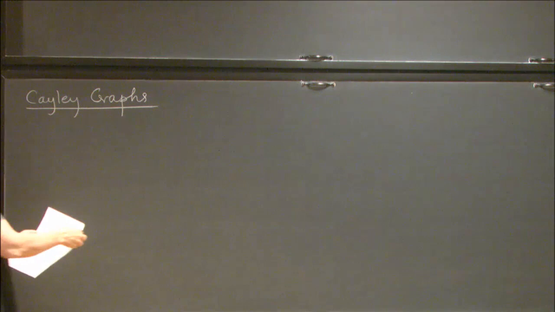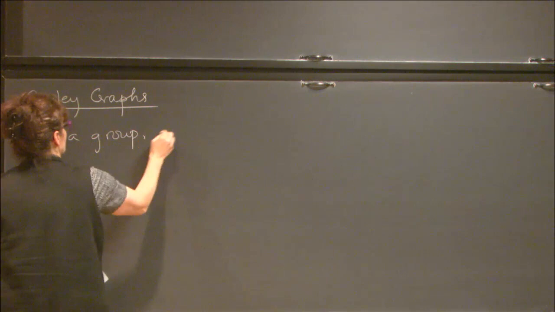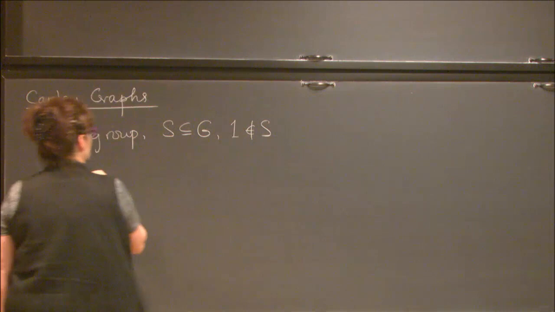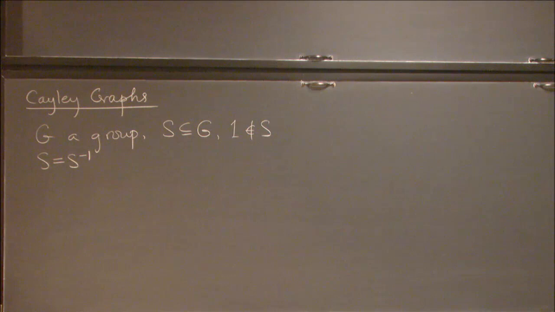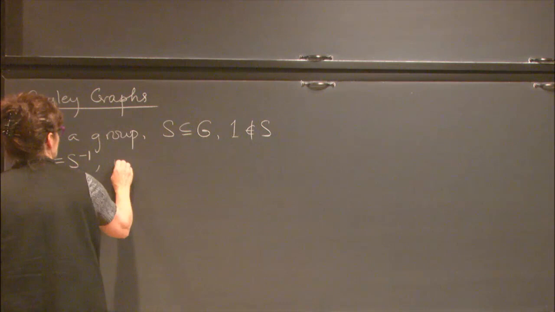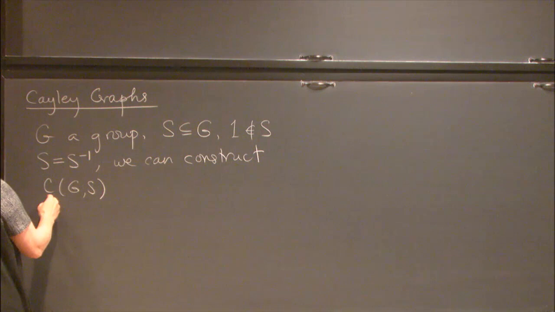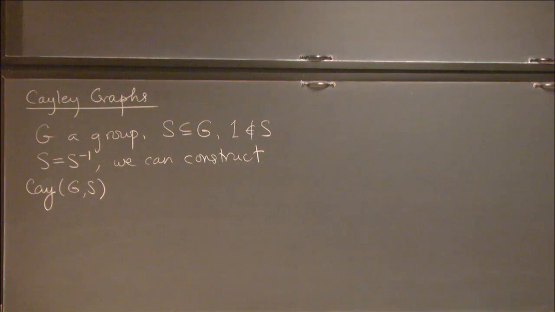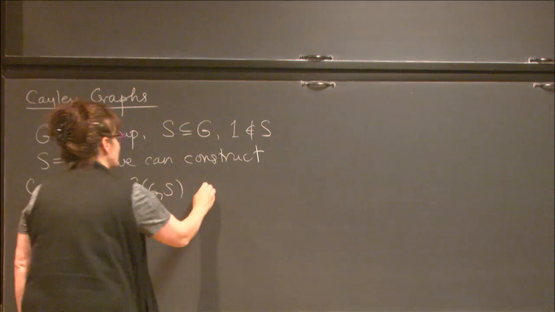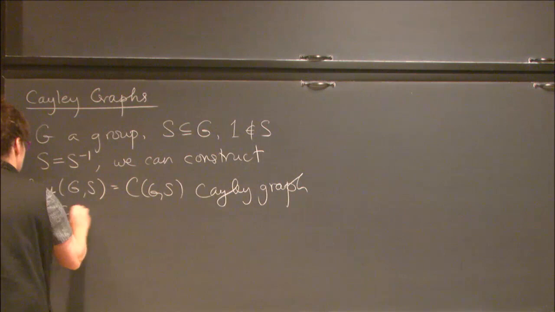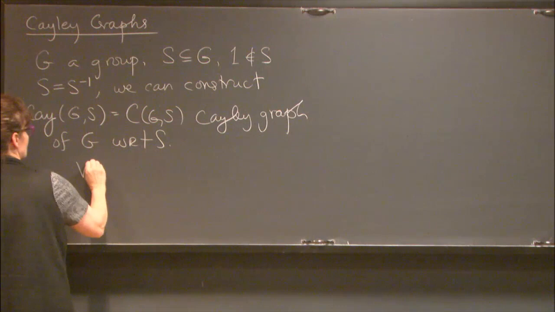So G is a group, and S is a subset that does not contain the identity. We might as well assume that it's symmetric just for ease. We'll see that it's not necessary, but you can always do it, so you might as well. And then we can construct the Cayley graph of G with respect to S. I think that Olga, because she was typing and not writing on a chalkboard, wrote it with a K. I'm just going to do it with a C just because I'm writing. This is the Cayley graph of G with respect to S. Again, the vertex set is just the group elements, and then two vertices are joined by an edge.